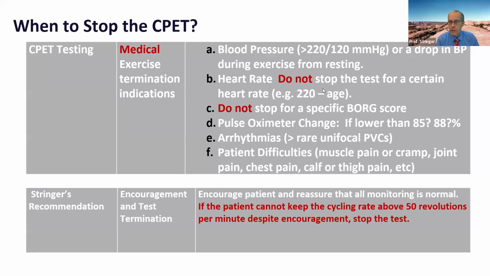But again, remember that there's lots of people that are on rate-related agents, and so their heart rate may never hit a certain number to stop a test. Beta blockers, calcium channel blockers, et cetera. And the same thing for Borg scores. Some people get to the end of a test and they give us a Borg score of 2. Remember, it's a rating between 0 and 10, that's the modified Borg, or the unmodified Borg is 6 to 20. And a lot of people stop the test and say, okay, by the time you get to a Borg of X, you should stop.